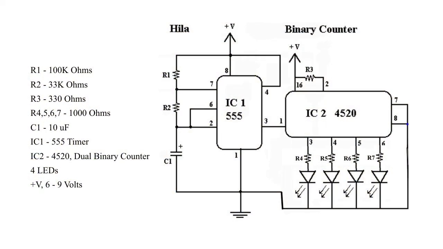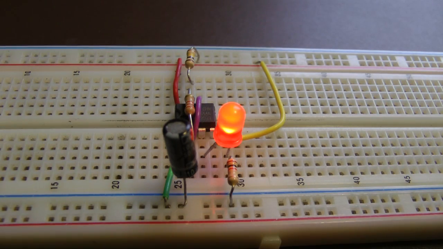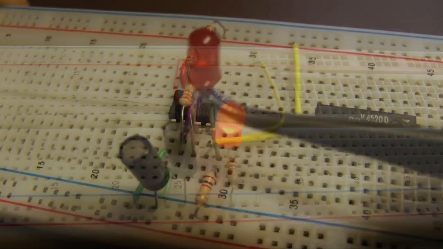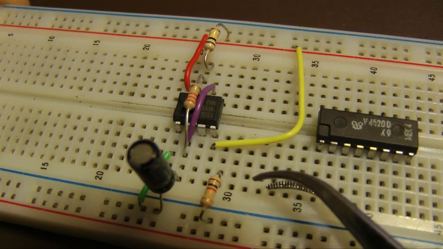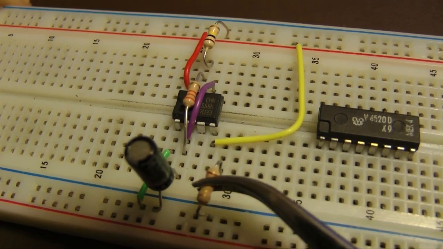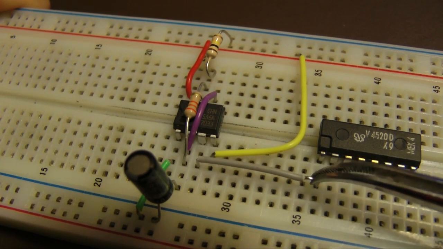This is the binary counter circuit diagram. Note that pin 3 on the 555 connects to pin 1 on the 4520. This connection sends pulses to the 4520. These pulses, off and on, represent binary zeros and ones. To create this connection, remove the LED and its resistor from the 555 circuit, and then use a wire to connect pin 3 of the 555 to pin 1 on the 4520.